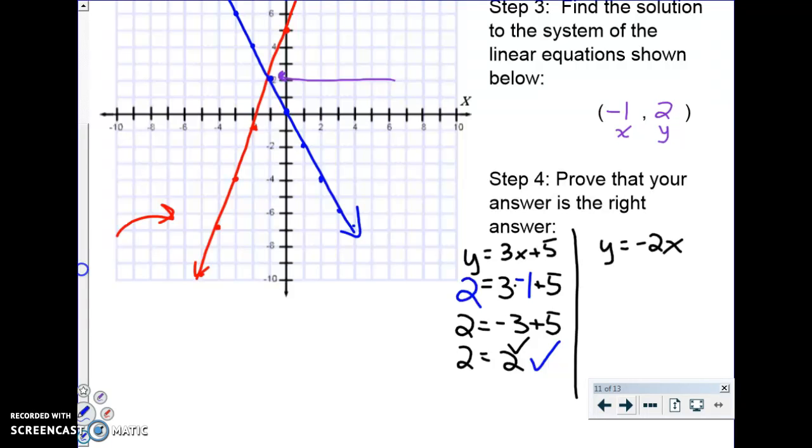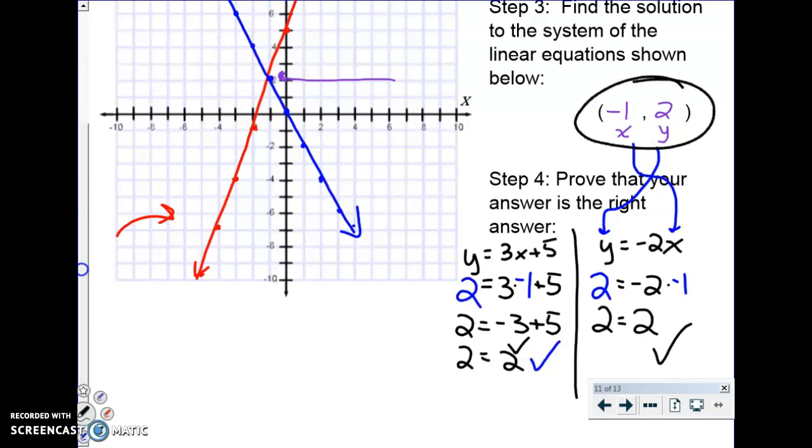Next, I'm going to check to see if it works for the other one. So I'm going to plug 2 in for y again, and negative 1 gets plugged in for x. So the question is, does 2 equal whatever negative 2 times negative 1 is? And negative 2 times negative 1 is positive 2. So that's also a check. So I've successfully found the intersection, and I checked to see that the point I found is correct. So I know that this is my answer.